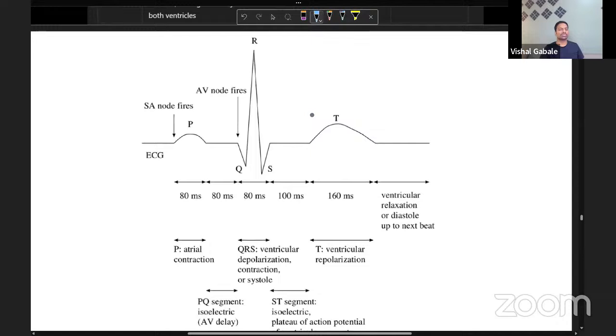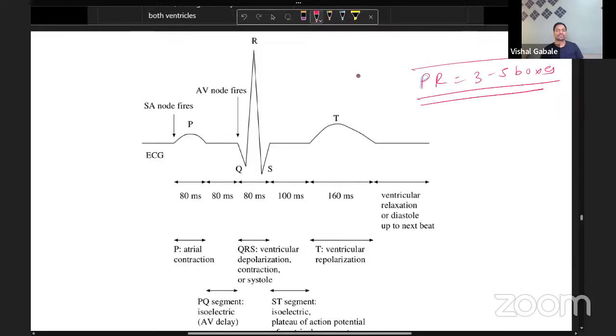So before coming to the discussion, I want to quickly revise with you what the normal PR interval is. Here you can see the normal PR interval is about 0.12 to 0.2 seconds, from the start of the P wave to the start of the R wave. We have already discussed that it is almost 3 to 5 boxes, isn't it? So the normal PR interval is 3 to 5 boxes.